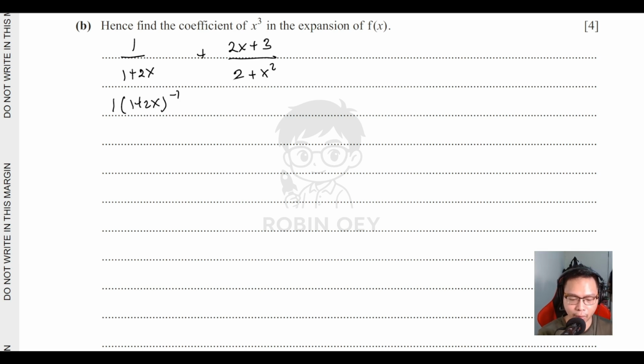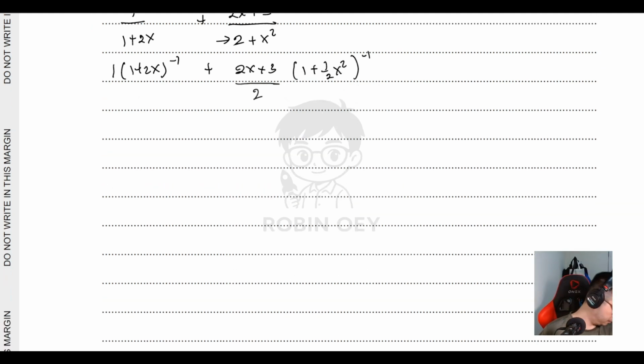of negative 1. Okay, but the second one, if you see here, this is 2. Okay, so we need to change it into 1. So what we can do is 2x plus 3 over 2. So we take out the 2. Then the inside would be 1 plus half x squared to the power of negative 1. Now, after that, we just have to do 1 plus 2x to the power of negative 1.